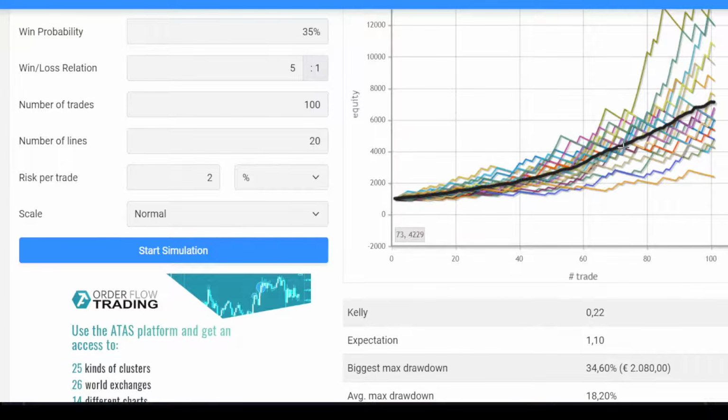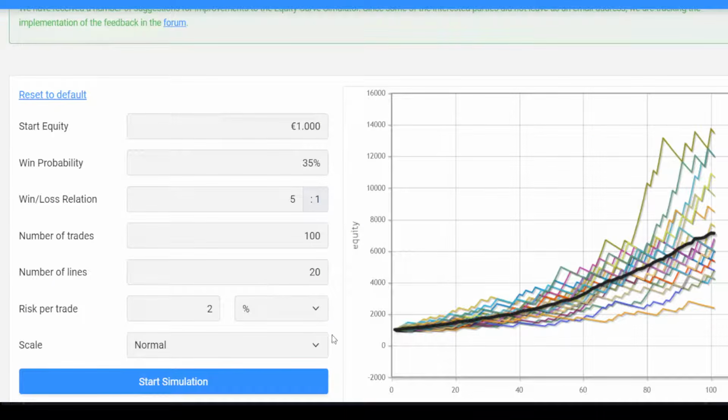And if we do not size correctly here, we're actually destined to blow up account after account after account, or print unlimited money into the future with consistent returns and consistent risk management. Now, we're going to tweak a few numbers here just to kind of play with these concepts. And that's our win probability, our win-loss relationship, our risk-reward, and our risk per trade.